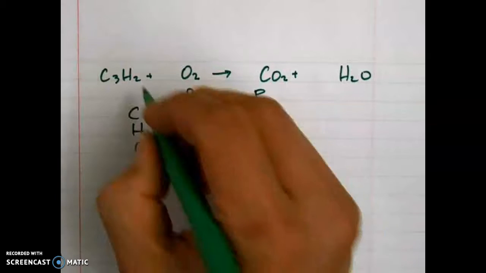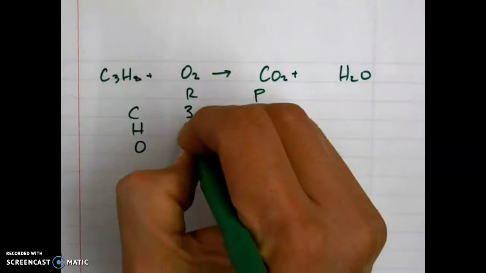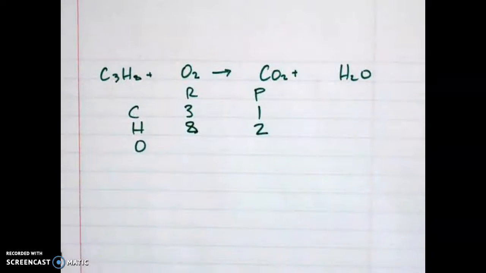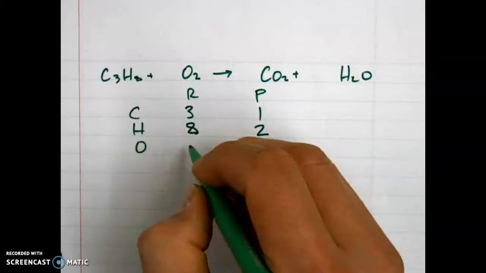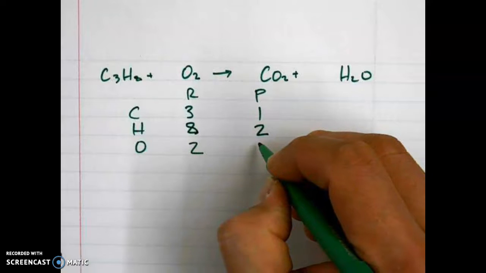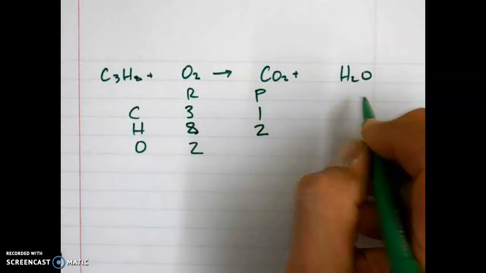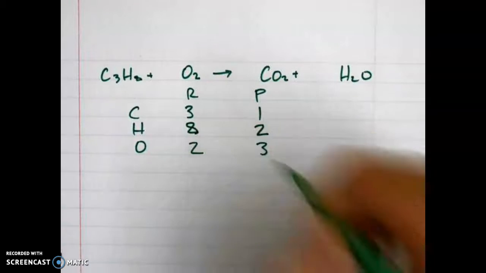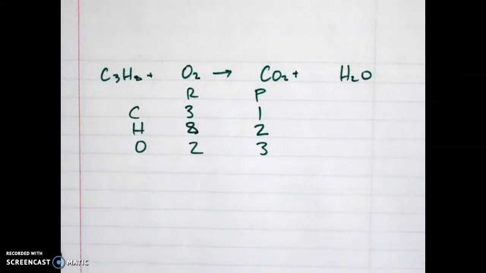Oh, my bad. I copied it wrong. And then O's. How many O's do we have on the left? 2. And on the right? There's 1 here and 2 here. We have 3. Okay? So let's start with carbon.